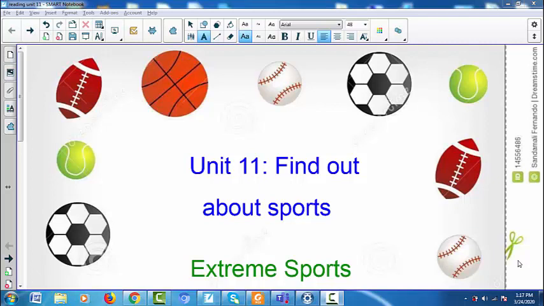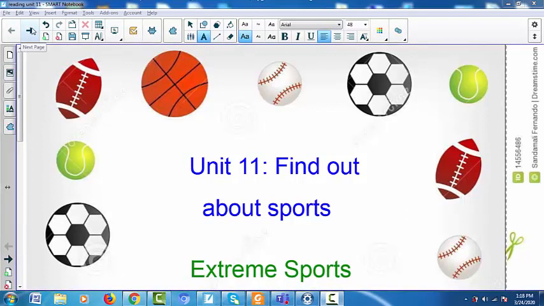Hello everyone. Today we are going to start talking about Unit 11. The title of the unit is Find Out About Sports. So we are going to talk about different kinds of sports. They are unusual. We call them extreme sports.